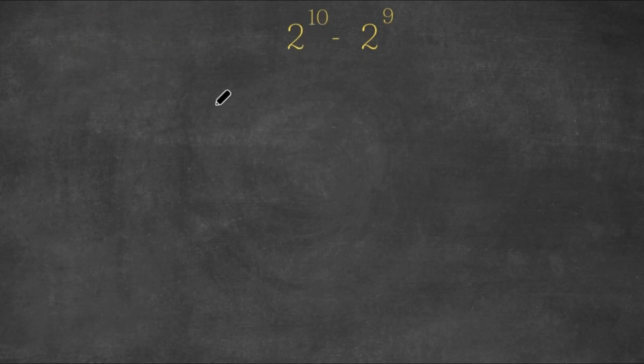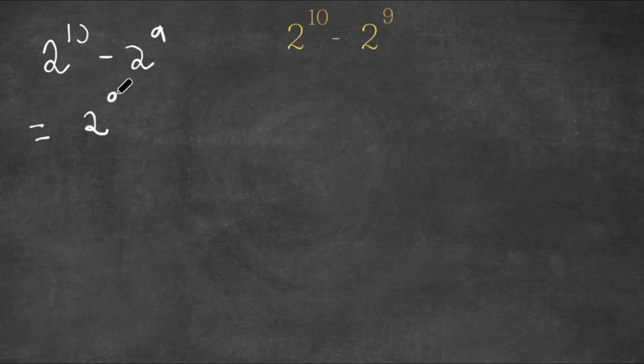In today's video, I'm going to be teaching you how to solve this exponential problem. So we have 2 to the power of 10 minus 2 to the power of 9. What I'm first going to do is rewrite this 10 as 9 plus 1. So we have 2 to the power of 10 minus 2 to the power of 9, and this is equal to 2 to the power of 9 plus 1 minus 2 to the power of 9.